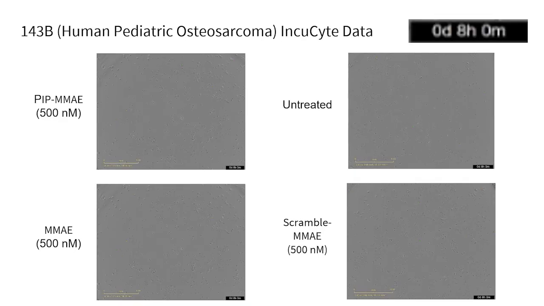Here is some representative data. This is a time lapse taken from IncuCyte, which is a live cell imaging platform, over a period of 3 days with treatment of these drugs or drug conjugates. In the top left, you can see the peptide drug conjugate PIP-MMAE and how it inhibits cell proliferation and leads to cytotoxicity, shown here with the green dye, over time.